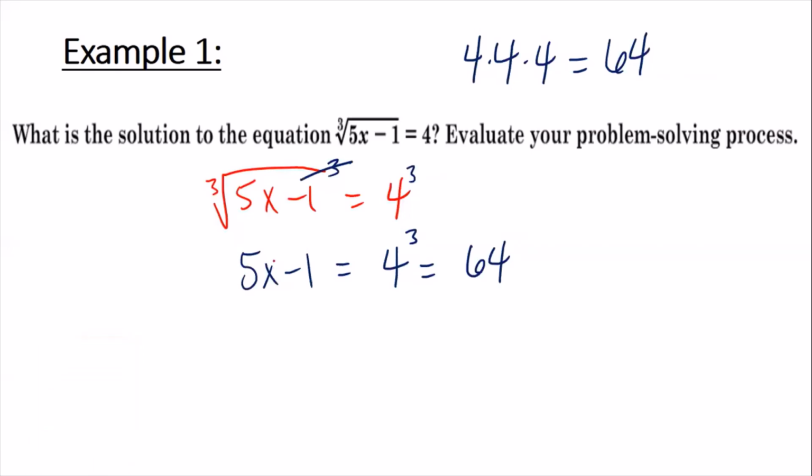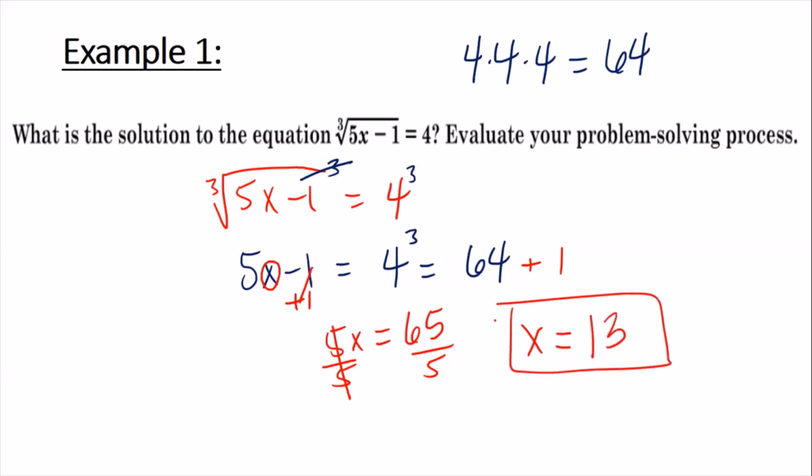All right, now we need to get x by itself. So what do we need to do? What's the first thing we need to do to get x by itself? Add the 1, because you can't just go straight to the x. You got to work your way there. So we have 5x equals what's 64 plus 1? 65. What's the last thing we need to do to get x by itself? Divide by 5. And what's 65 divided by 5? It is 13. Yay. We did it.